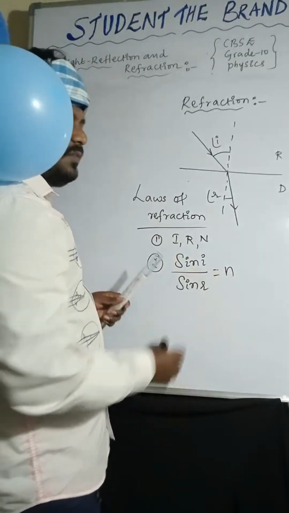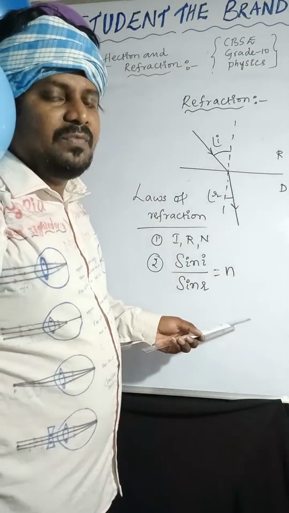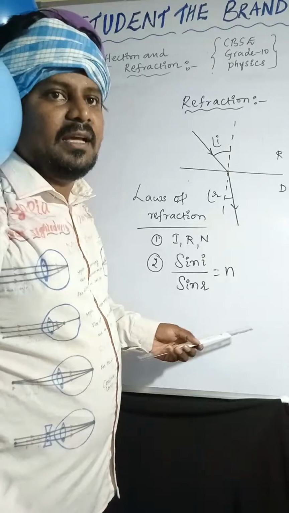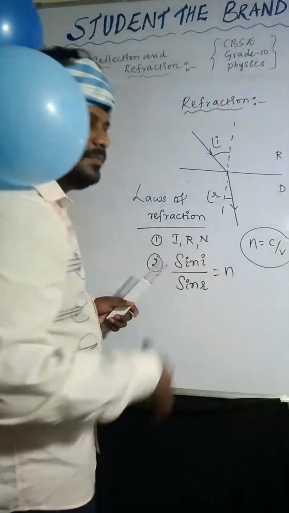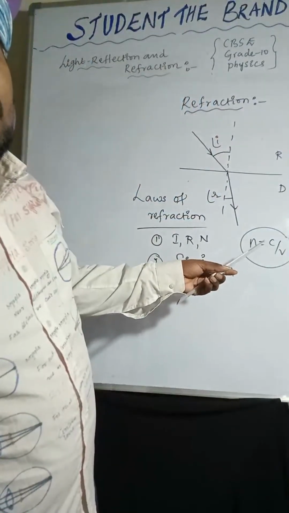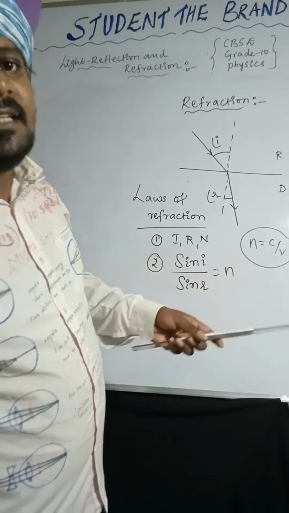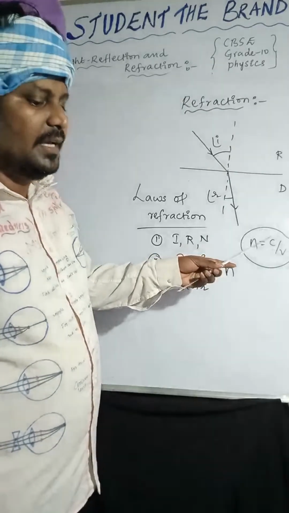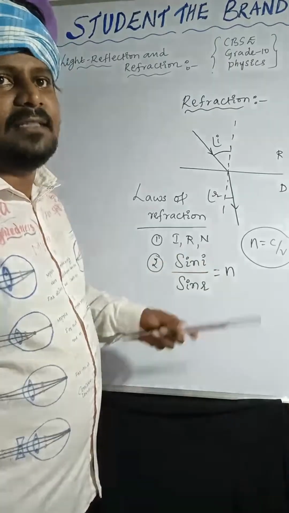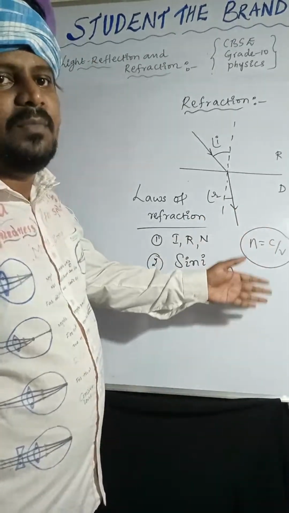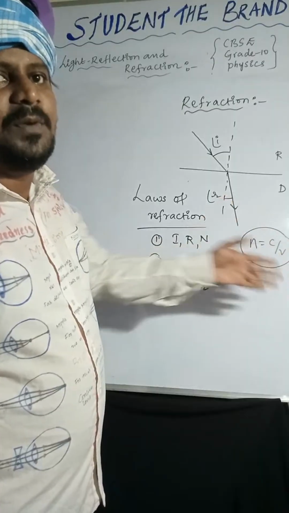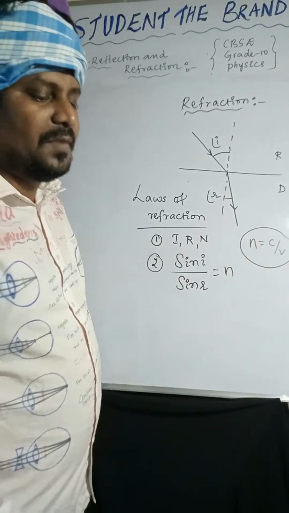Here n is the refractive index. n equals c by v, which is the absolute refractive index. That is, the speed of light in vacuum divided by the speed of light in the medium is called the absolute refractive index.